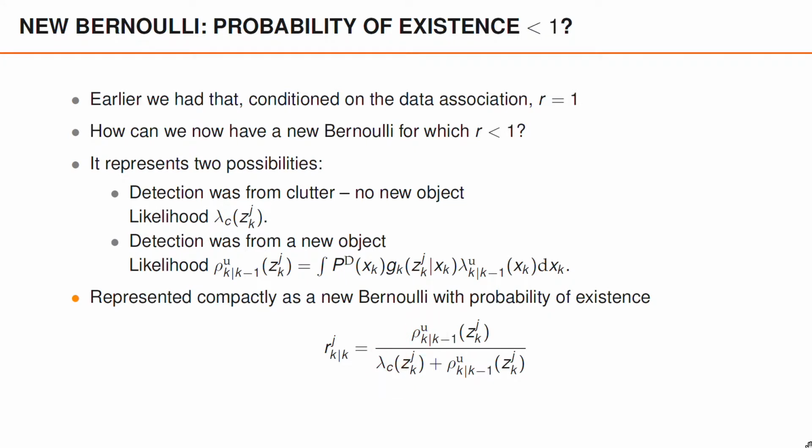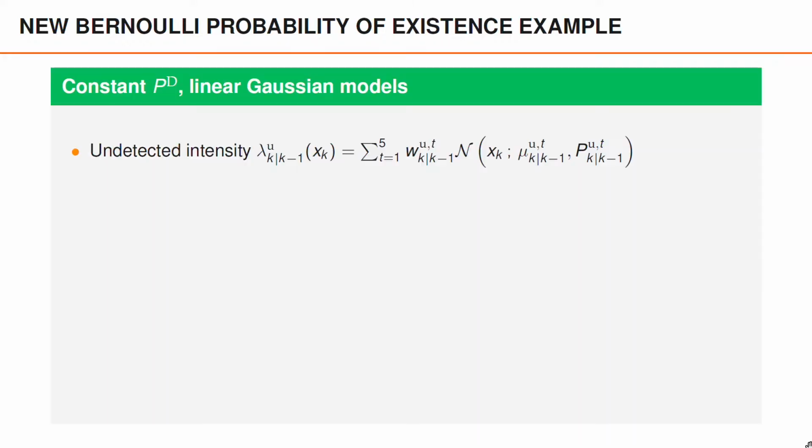Now, we could represent this as two hypotheses, one in which we do not have a new object, and one in which we have a new object with probability 1. However, doing so is inefficient in terms of computations. It is better to have a single Bernoulli with probability of existence between 0 and 1. So let's illustrate this probability of existence with a one-dimensional example.